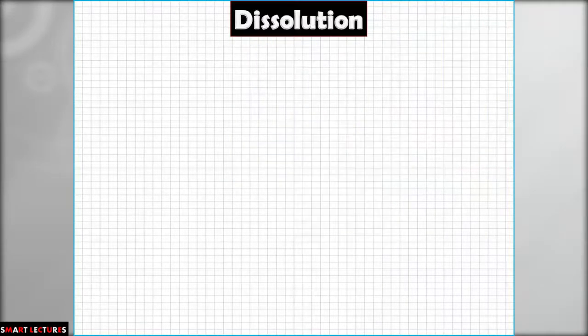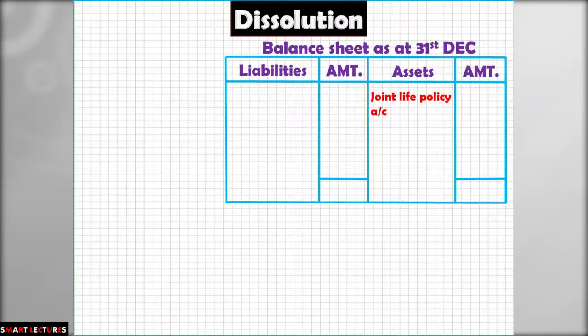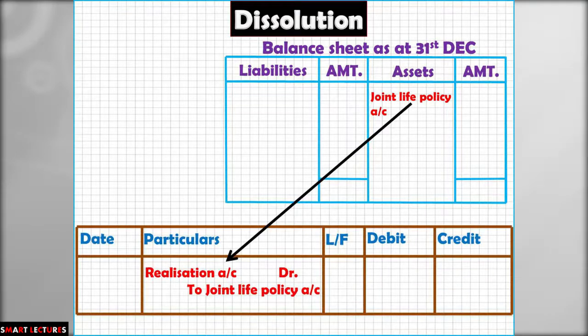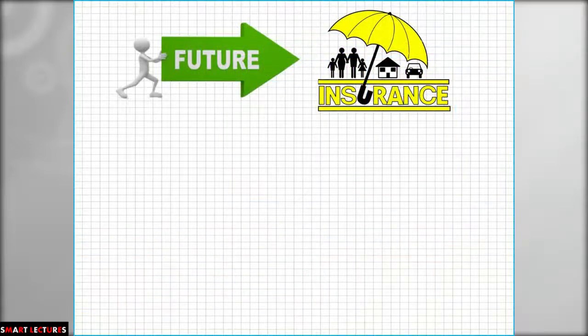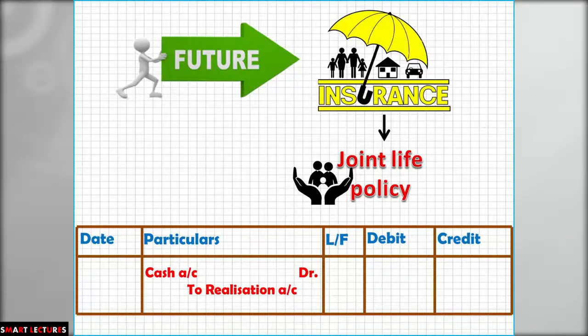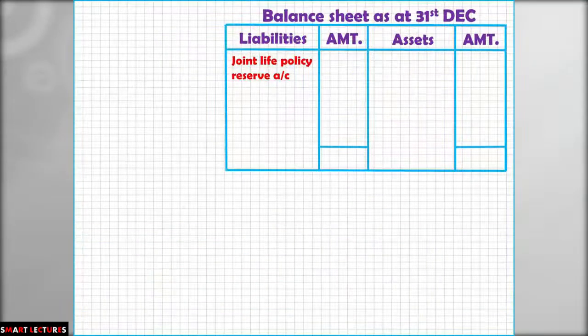In case of dissolution, if you find any joint life policy on the asset side, it should be immediately transferred to realization account. Means the journal entry will be realization account debit to joint life policy, and whatever we get in future from the insurance company for the joint life policy, the journal entry in future will be cash account debit to realization account. But for this joint life policy reserve, we have two options.